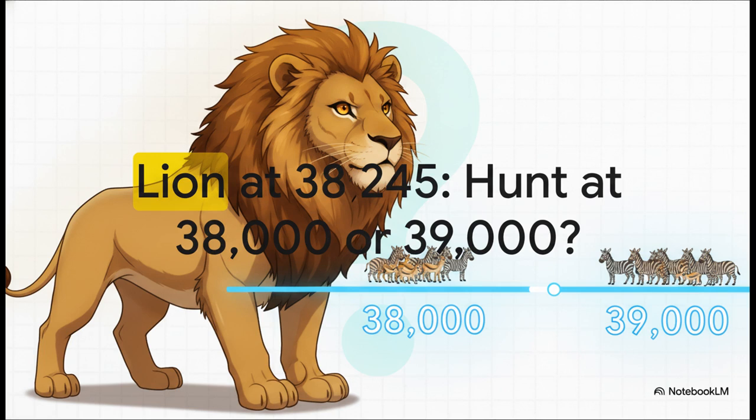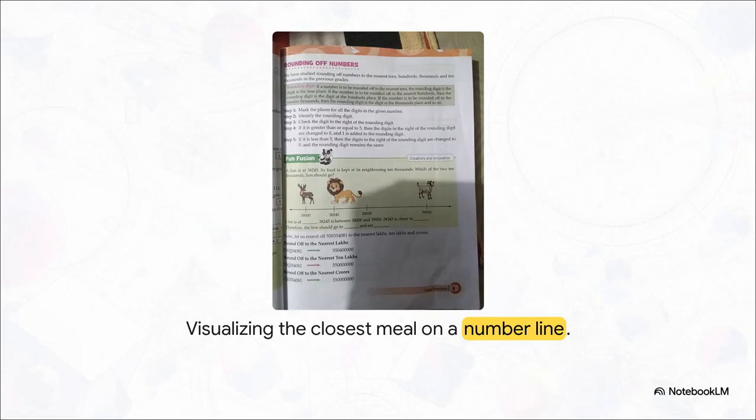Imagine a hungry lion is standing right at position 38,245. There's prey located at the neighboring 10,000s, so one herd is at 38,000 and another herd is at 39,000. How does the lion use rounding to decide which prey to chase so it can conserve its energy? Well, if we plot this out on a number line, that animal instinct becomes completely obvious.